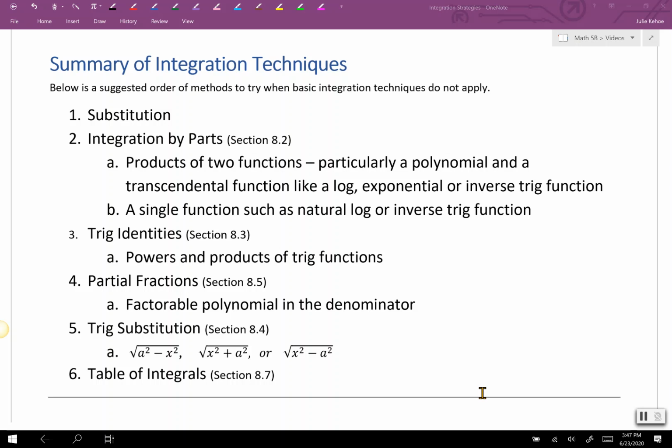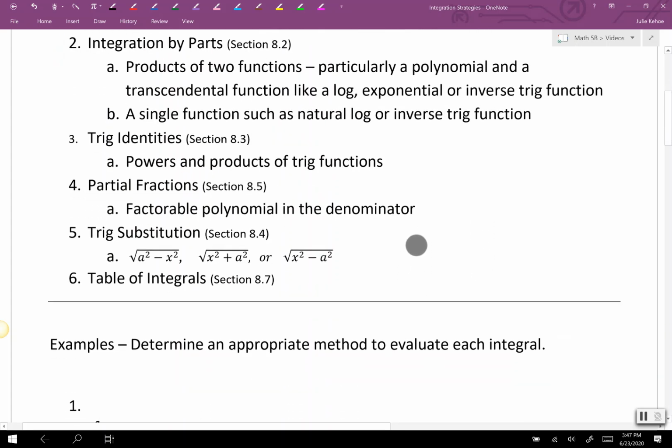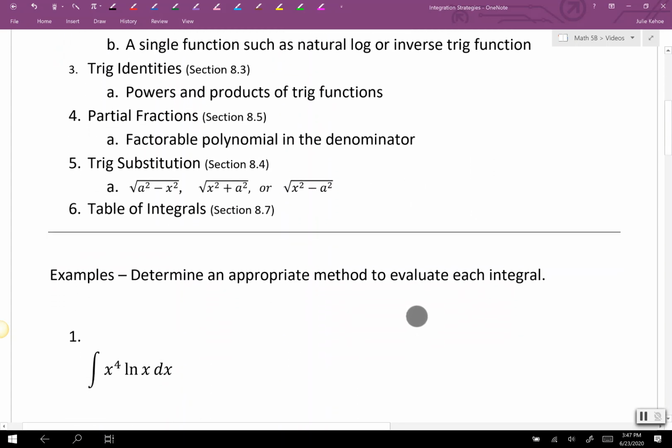So in this video, I'm just going to go through some examples. I'm not going to work them out all the way through. I'm just going to talk about that thought process behind when do I use particular methods? How do I eliminate options?